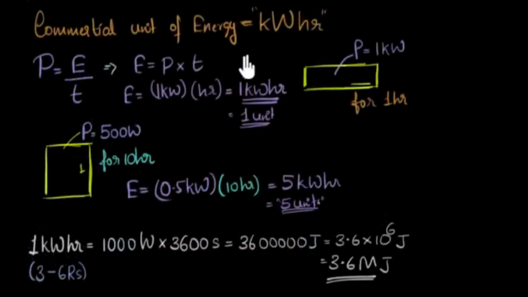So to summarize, a kilowatt hour is the commercial unit of energy. Usually we just call it as units. And to calculate energy in kilowatt hour or in units, we need to make sure that the power is in kilowatts and the time is always in hours. And 1 kilowatt hour is 3.6 million joules.